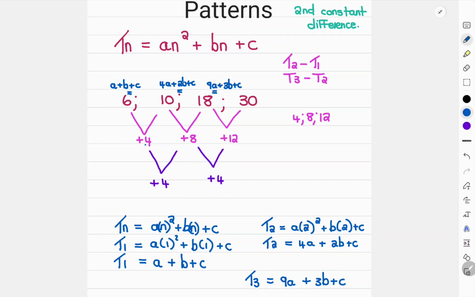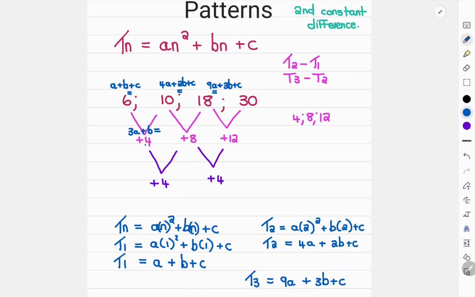So if I do it the same with my equations in terms of a, b, and c, if I say 4a plus 2b plus c minus a plus b plus c, I'm going to get this first differences equation in terms of a, b, and c. So 4a minus a gives me 3a. 2b minus b gives me positive b, and c minus c falls away. So 3a plus b is equal to 4.